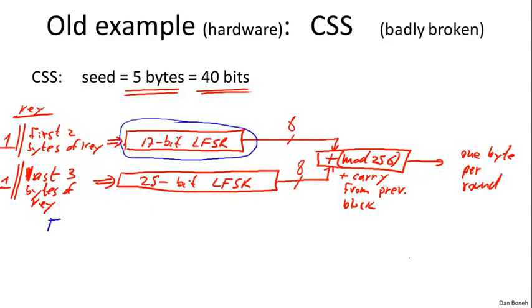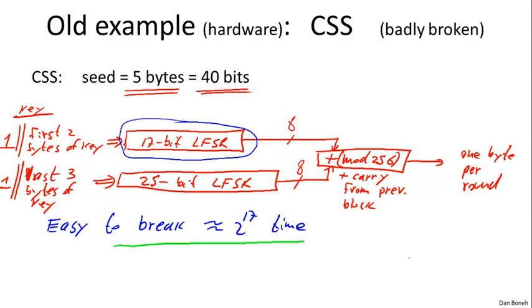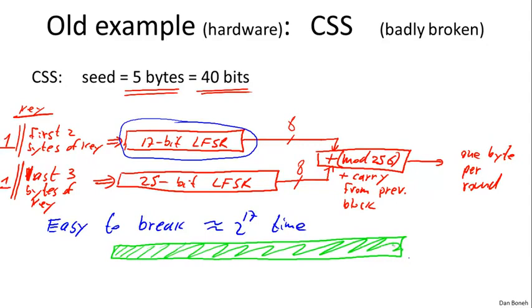So it turns out this is easy to break in roughly 2 to the 17 time. Let me show you how. Suppose you intercept a movie. Here we have an encrypted movie that you want to decrypt. Let's say that this is all encrypted, so you have no idea what's inside of here.